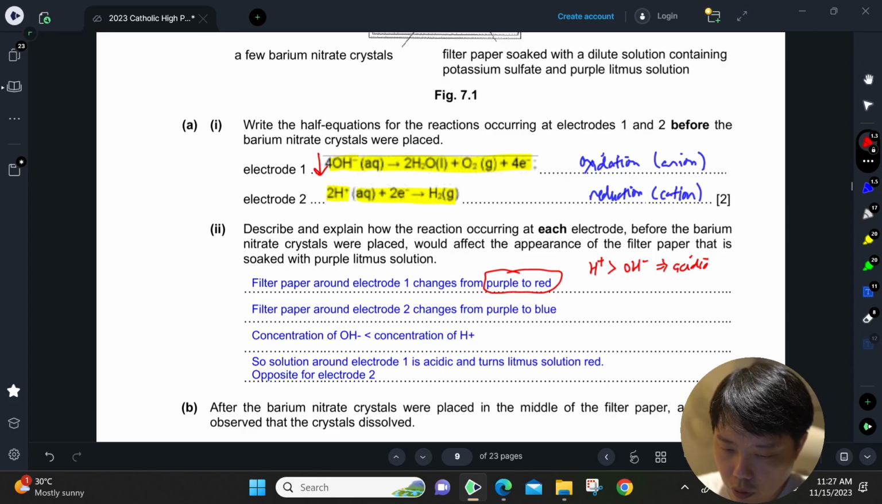For electrode 2, it is the opposite. H plus will be used up, and then you will have less H plus compared to OH minus, which will lead it to be basic. So the color will change from purple to blue, the basic color.